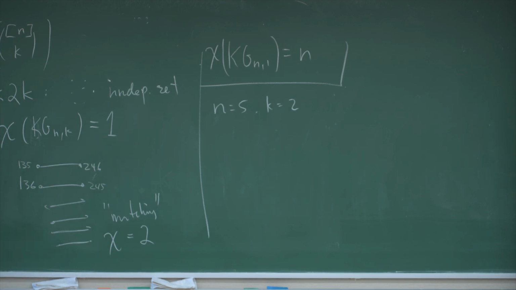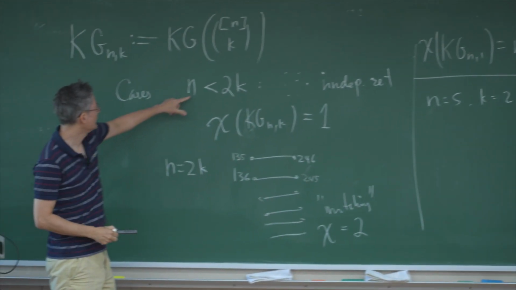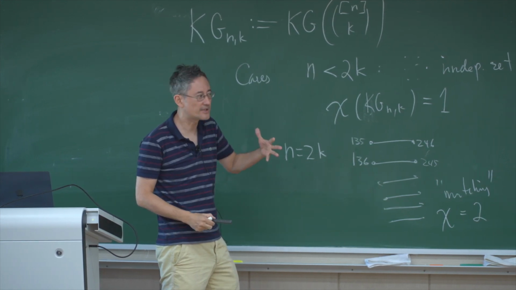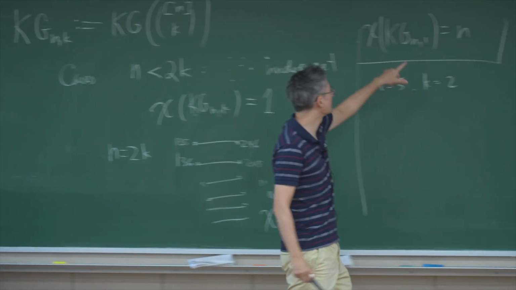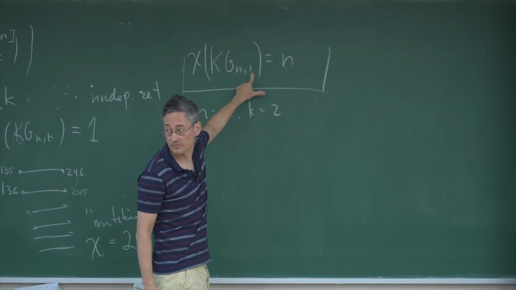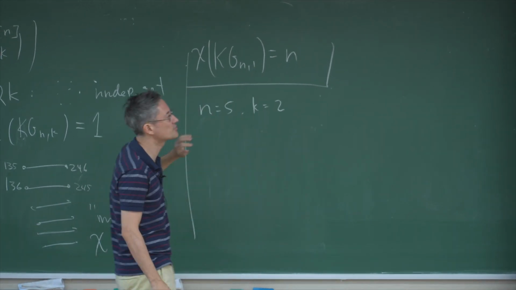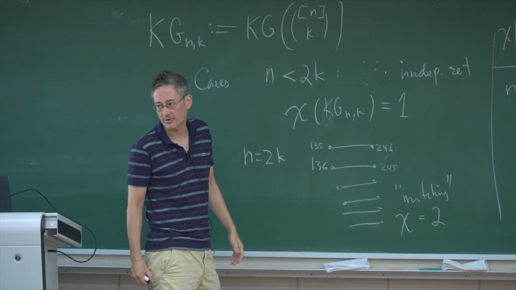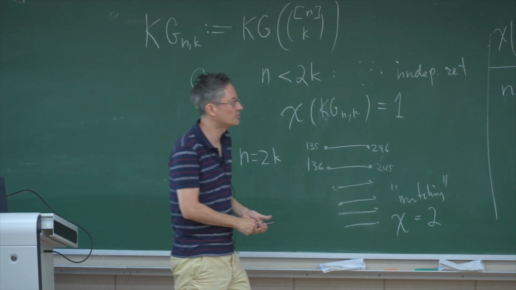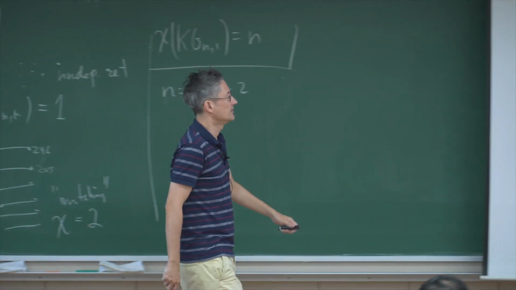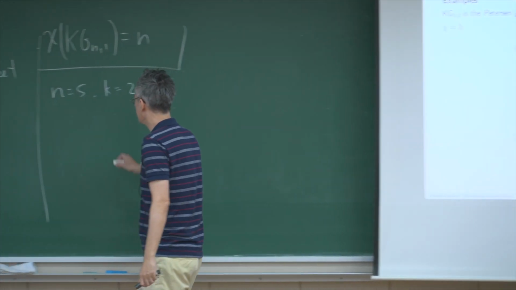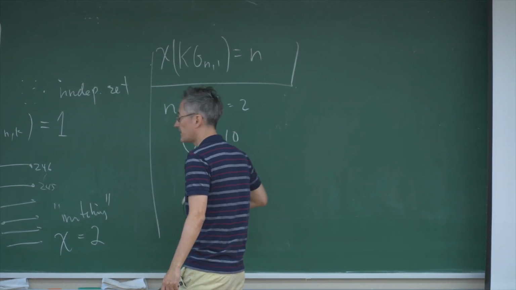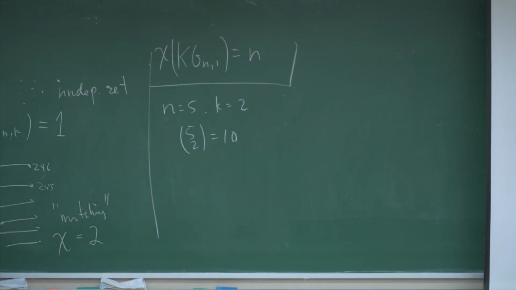Right, so it becomes more interesting when n is greater than 2k. Then you really get some kind of graph, but you also don't want k equal 1, because then it's just a complete graph. So this is the first non-trivial case. And this is just one way of labeling that graph. But if you sit down and try to do it by hand, it's easy. So 5 choose 2 is 10. It has 10 vertices, right?